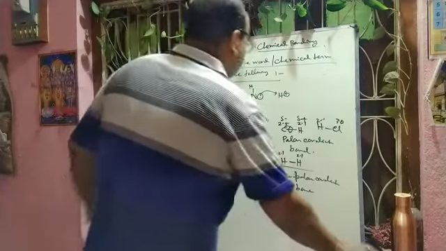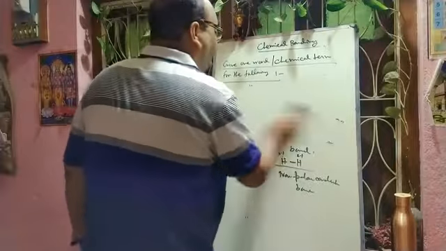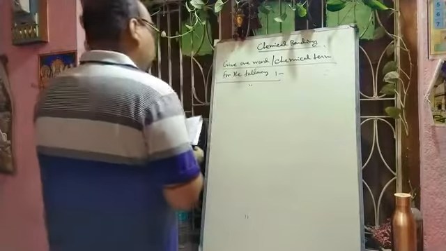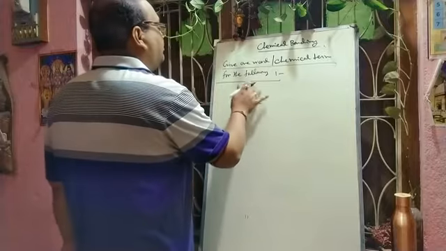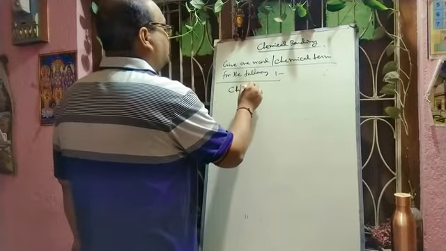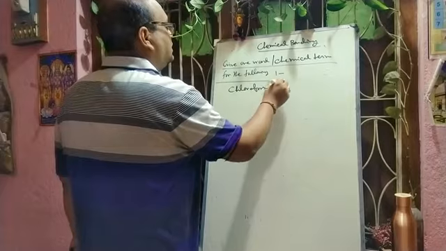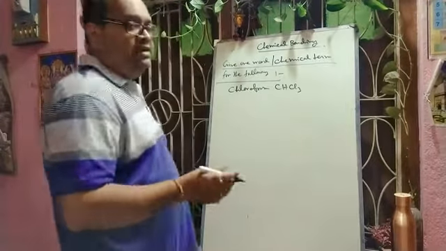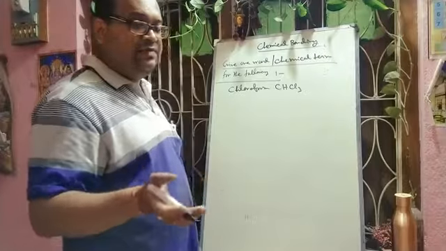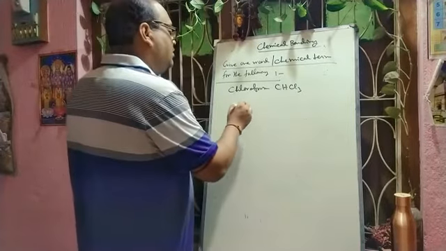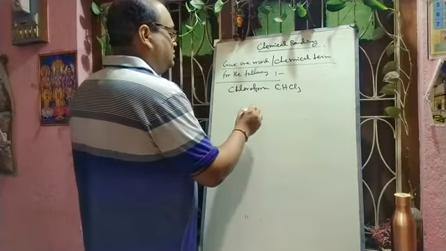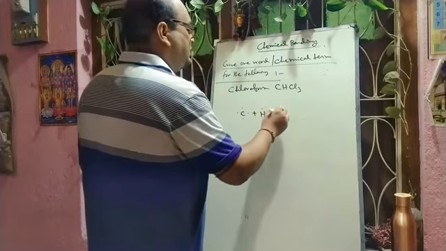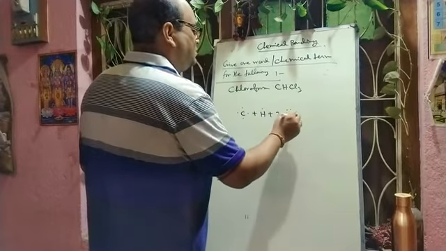Next is given: draw the electron dot diagram. In your syllabus, there is methane. If I give chloroform, then what do you have to do? First you have to know the chloroform formula: CHCl3. Already you have practiced CH4 and CCl4 like this. Carbon contains 4 valence electrons, and there is one hydrogen containing 1 electron and 3 Cl each containing 7 electrons.